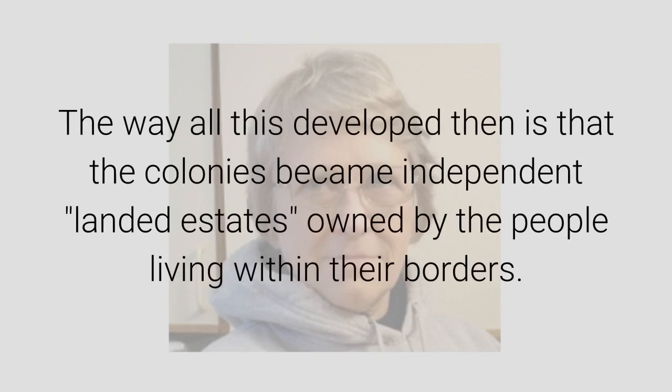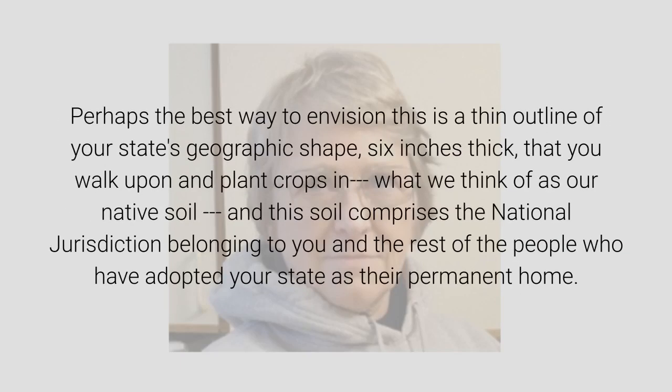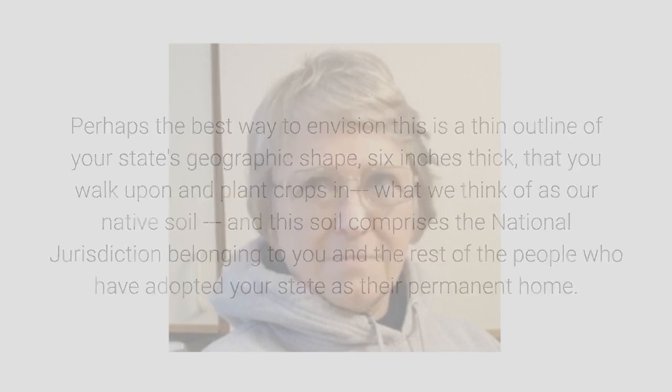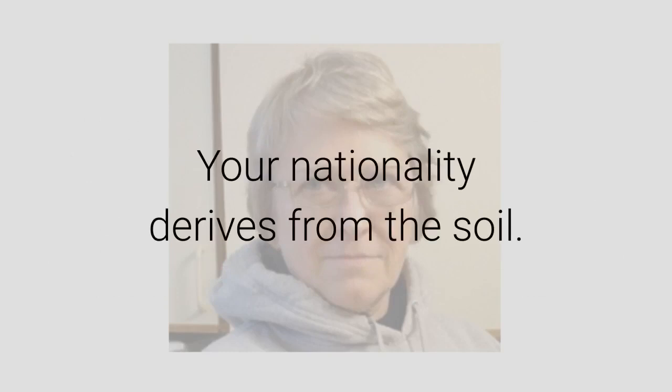The way all this developed then is that the colonies became independent, landed estates owned by the people living within their borders. Perhaps the best way to envision this is a thin outline of your state's geographic shape, 6 inches thick, that you walk upon and plant crops in, what we think of as our native soil. This soil comprises the national jurisdiction belonging to you and the rest of the people who have adopted your state as their permanent home. Your nationality derives from the soil.